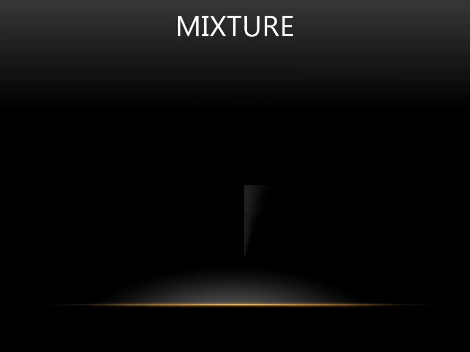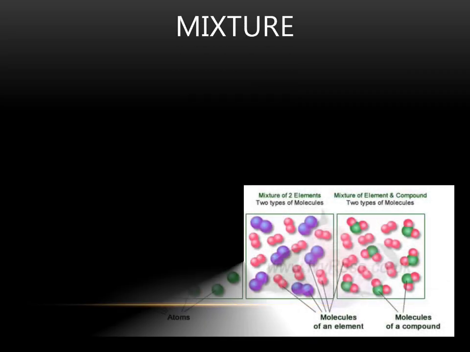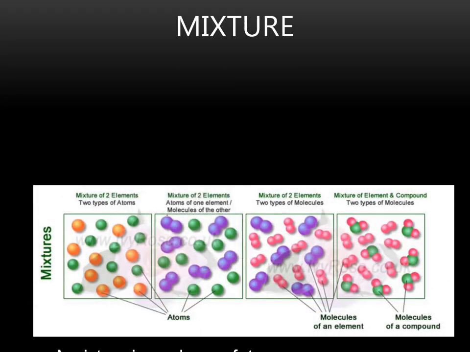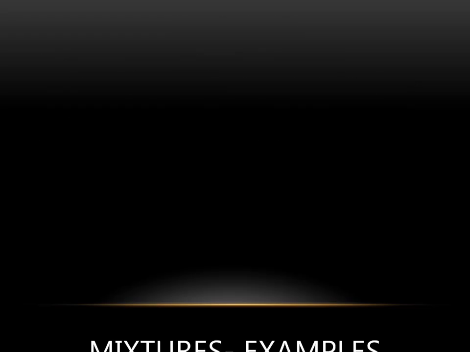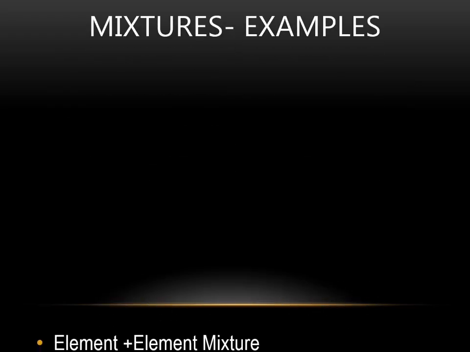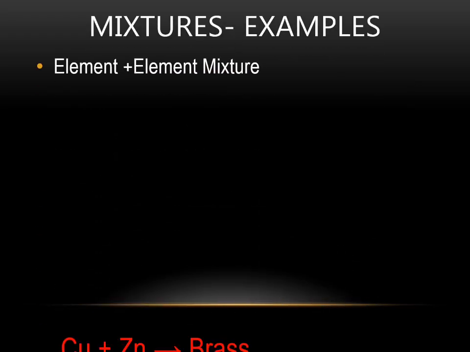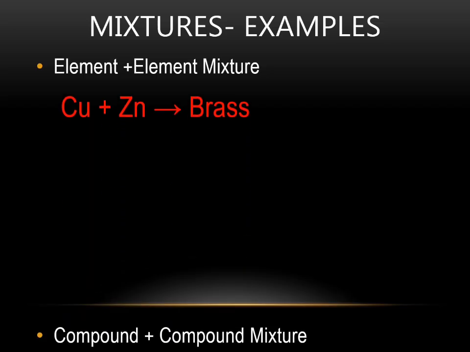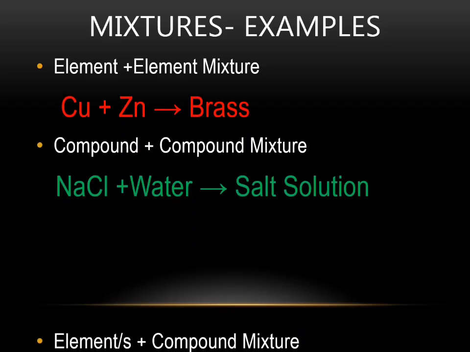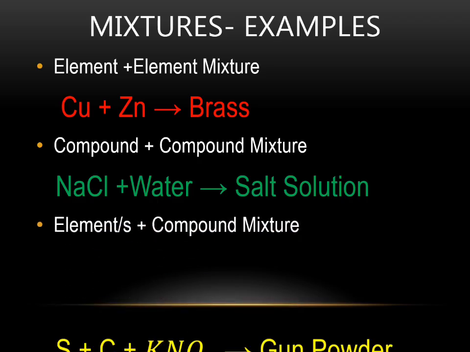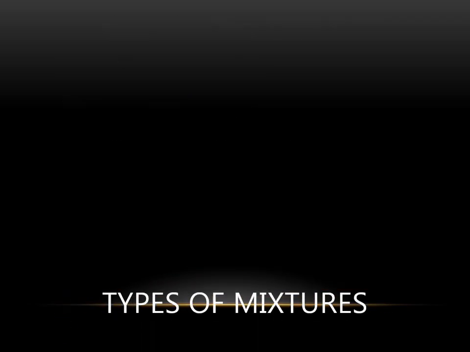So what is a mixture? A mixture is actually combining two things without changing its composition. It's made up of two or more substances, element or compound or both mixed together. There are few examples like element mixture. You can have an example of any alloy. Compound mixture like salt water solution, and element compound mixture like gunpowder.